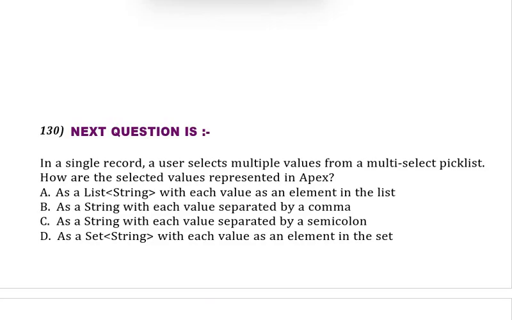Question is, in a single record, a user selects multiple values from a multi-select pick list. How are the selected values represented in Apex? Option A, a list as a list within bracket string with each value as an element in the list. Option B, as a string with each value separated by a comma. Option C, as a string with each value separated by a semicolon. Option D, as a set within bracket string with each value as an element in the set. Correct answer is option C.